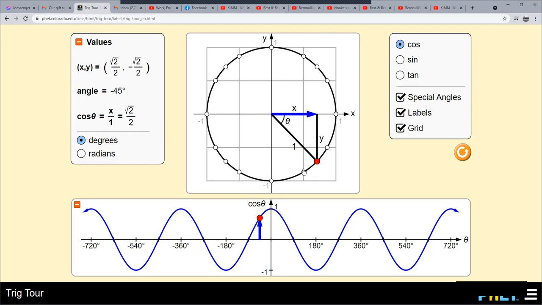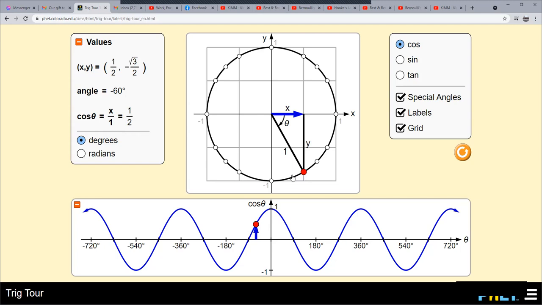Now, moving it further, we are on the negative 60-degree angle, still in the fourth quadrant. The value for x now becomes 1/2. Previously, from the 1 unit value of x, the x now becomes 1/2. The value for y becomes negative square root of 3 over 2. And the cosine of the angle is simply equal to 1/2. So that is for 60 degrees.